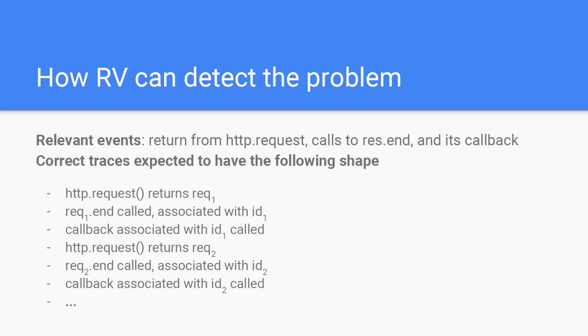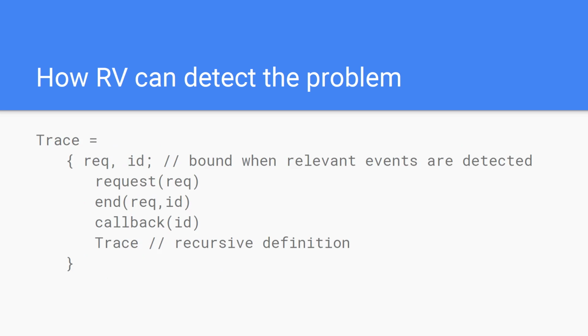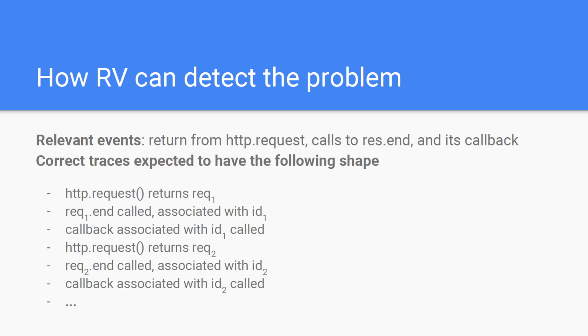And at each loop, of course, we have different request objects that are created, and of course, different identifiers. And you know the value of this variable only at runtime. So it's actually a parametric specification. So here is how this can be formalized in our language. Of course, the length of this trace is arbitrary.